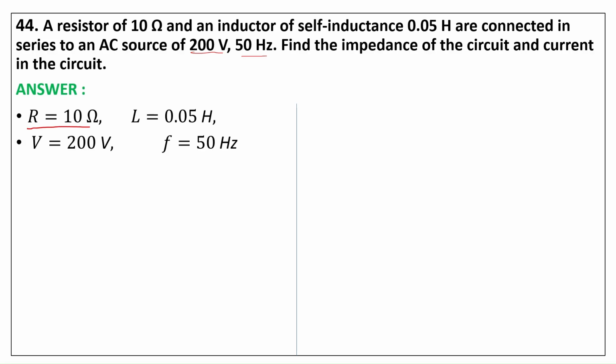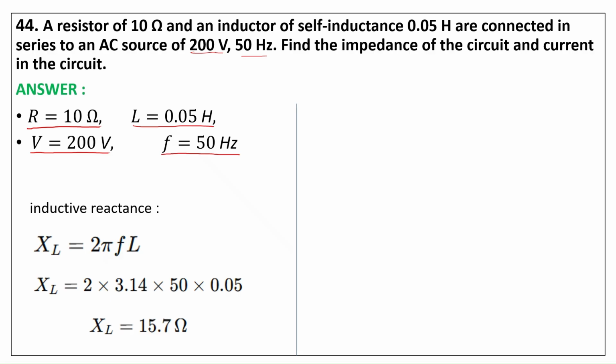Resistance R is equal to 10 ohm. Inductance L is equal to 0.05 Henry. Supply voltage, V is equal to 200 volt. Frequency, F is equal to 50 Hz. To find inductive reactance, XL is equal to 2 pi FL. Substitute the values, we get XL is equal to 2 into 3.14 into 50 into 0.05. We get XL is equal to 15.7 ohm.